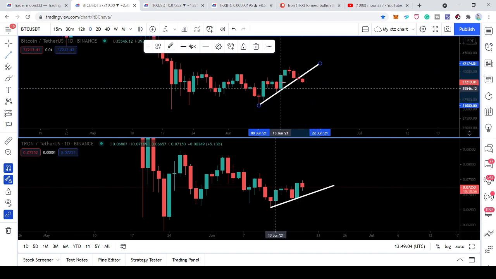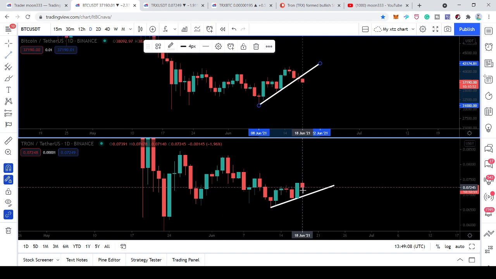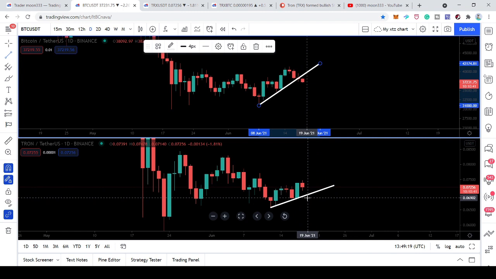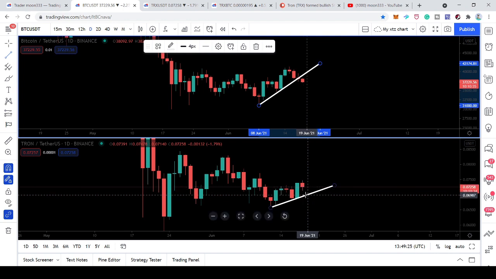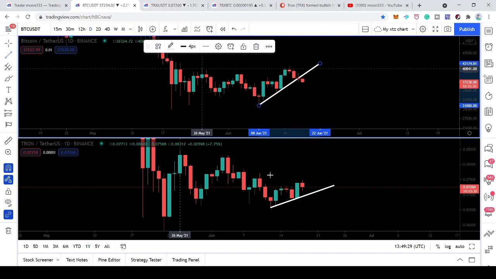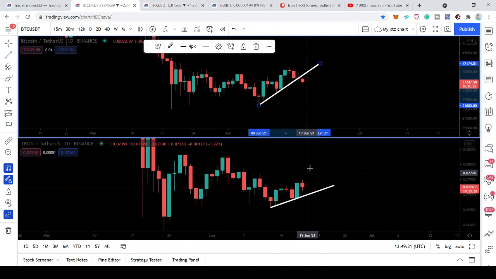But for TRX, if it moves down, then we still have capacity for the price action to move down, and if it hits here, that will be approximately at 7 cents or 6.9 cents we can expect. And then if the price action breaks down this support, then we can expect the price action to move further down. Otherwise, it can have a bounce from here.